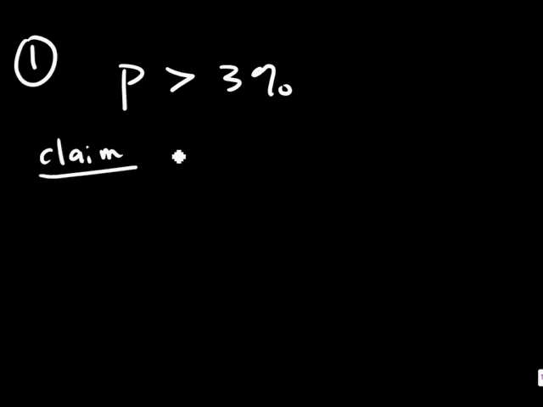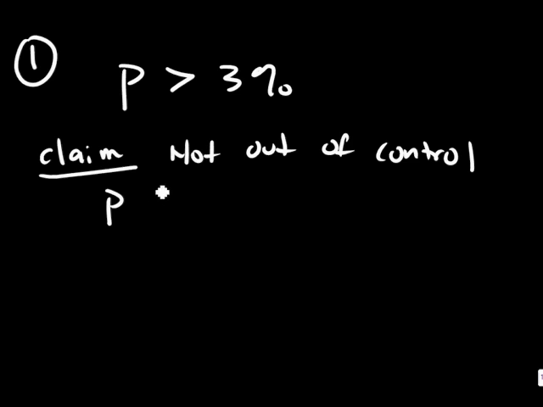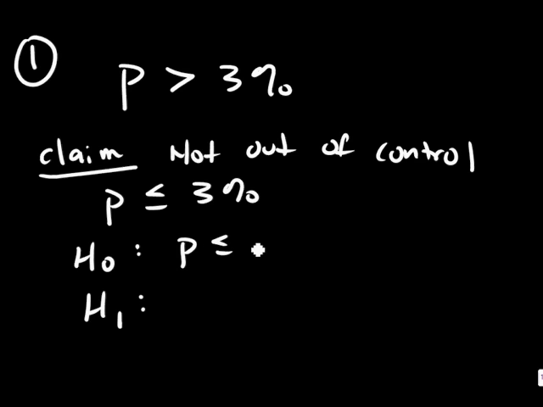Question 1. The production process is out of control when the proportion of defects is greater than or exceeds 3%. Now, the claim is that production is not out of control. What that means is that the proportion of defects is less than or equal to that 3%. So when we set up our null and alternate hypotheses, the claim happens to be a null hypothesis.